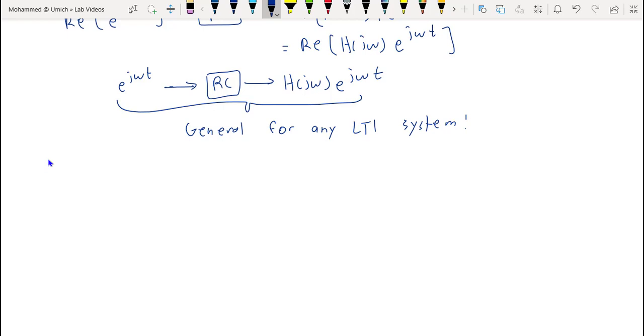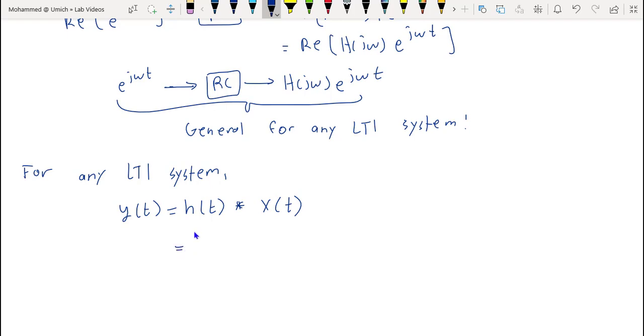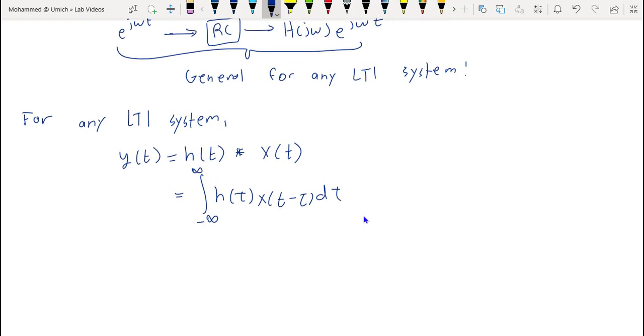Right now, what you learned is that for any LTI system, the output is related to the input through the convolution integral. So y of t equals the impulse response h of t convolved with x of t, which equals the integral from minus infinity to infinity of h of τ x of t minus τ dτ. Now, I'm going to pass in a complex exponential, so x of t equals e to the jωt, and I'm going to see what the output y of t is.